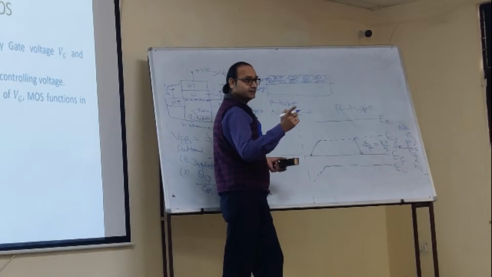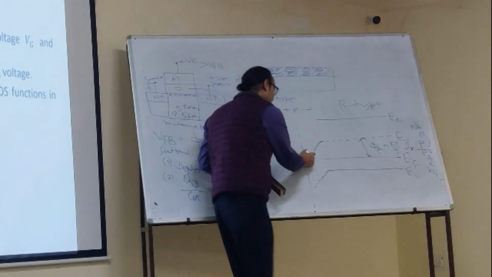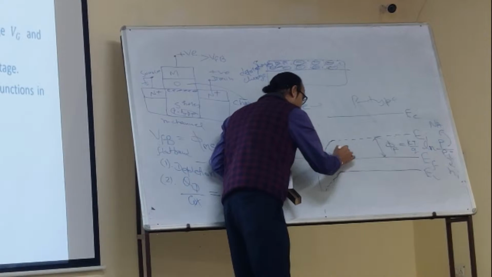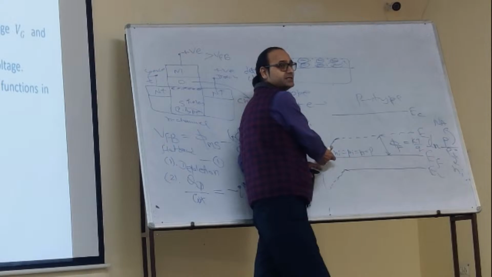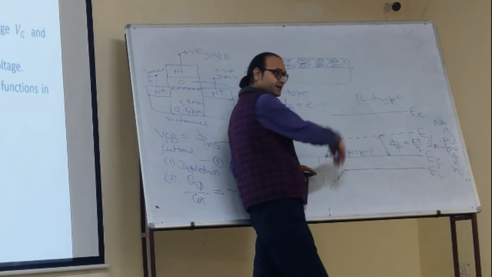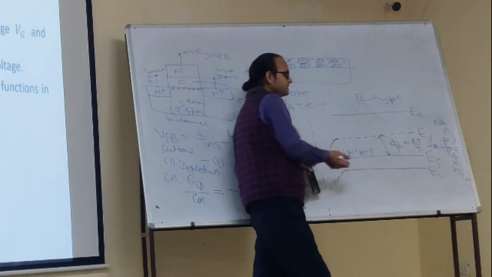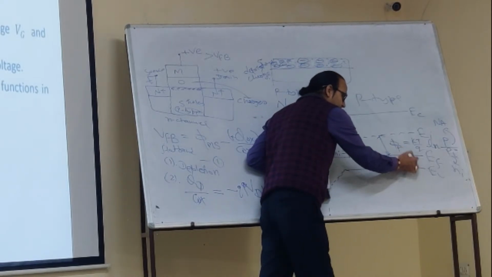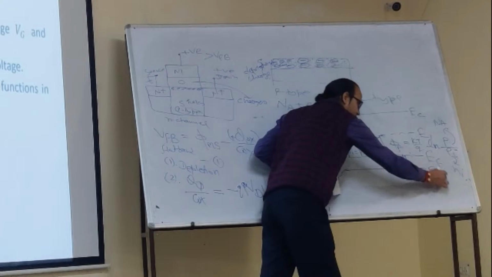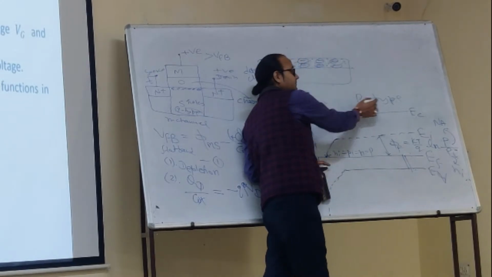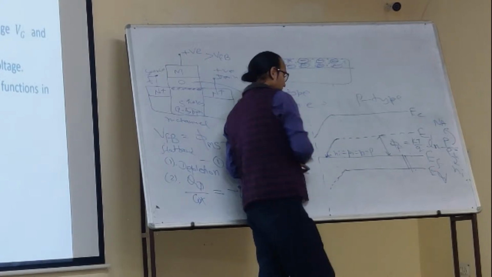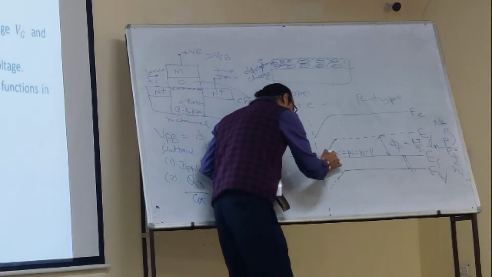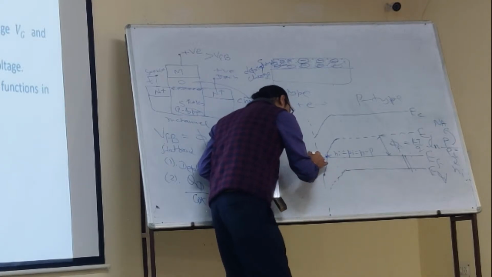But what do we want? We want inversion. At this point we can say that Ni is equal to Pi is equal to N is equal to P. It has almost become intrinsic at the surface, right? We want further. We have to invert it. Invert means whatever is the distance between EF and EV, the same should be the distance between EC and EF. Bending will be there. So it has to bend further. By how much? Again by phi F.